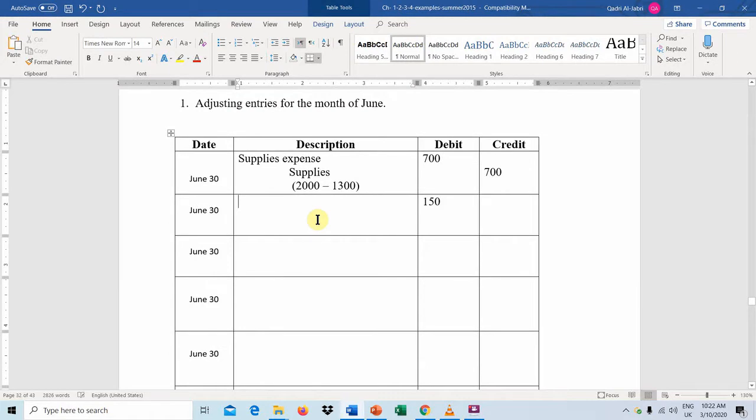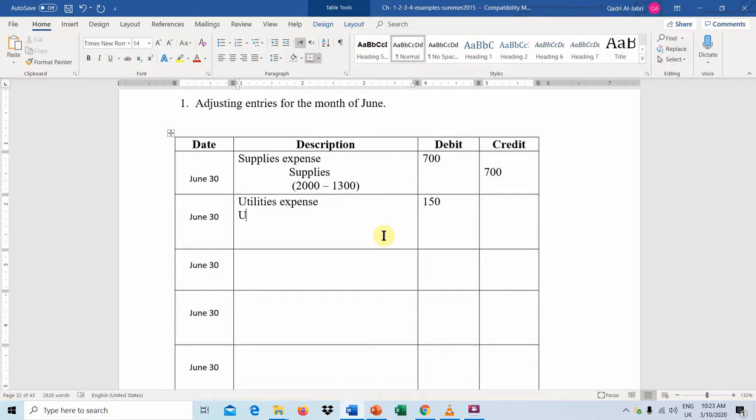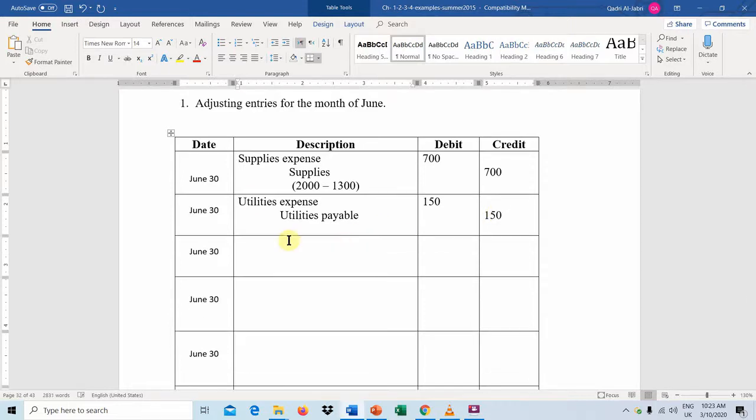I will debit utilities expense, and I will credit utilities payable, because we did not pay it, so it will be paid next month. So I will record utilities payable for the amount of 150. Great.